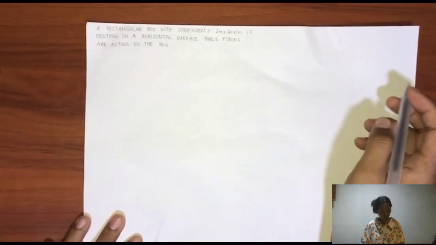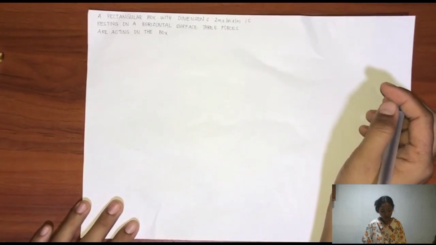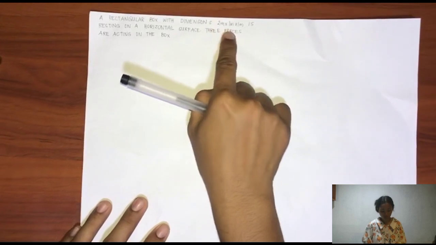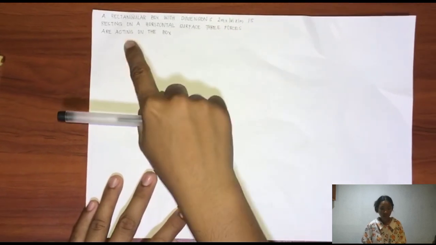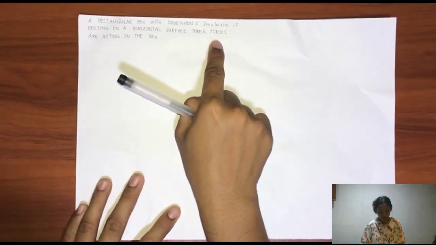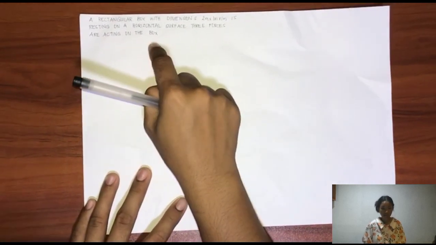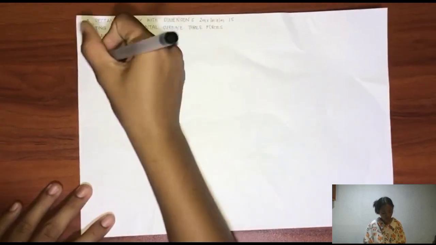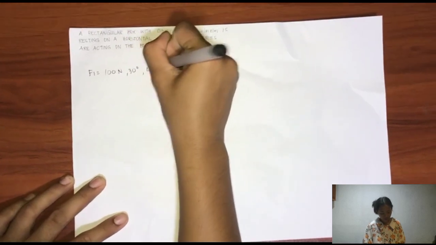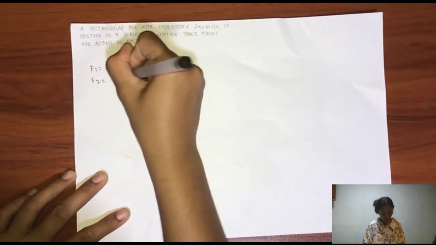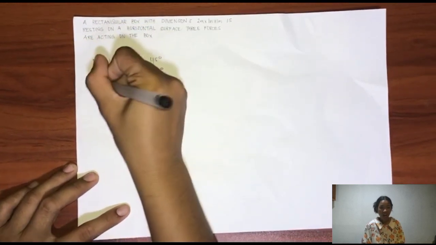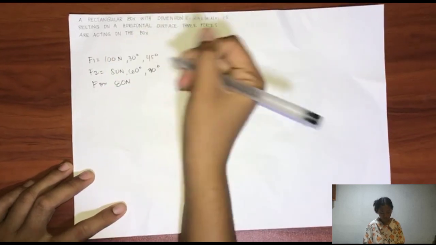The next question is under the moment of concurrent non-coplanar forces. The first example is a rectangular box with dimensions 2 meter times 1 meter times 1 meter resting on a horizontal surface. 3 forces are acting on the box. Force 1 is equals to 100 Newton, 30 degrees upward, and 45 degrees downward. Force 2 is equals to 50 Newton, 60 degrees upward, and 30 degrees downward. Force 3 is equals to 18 Newton.